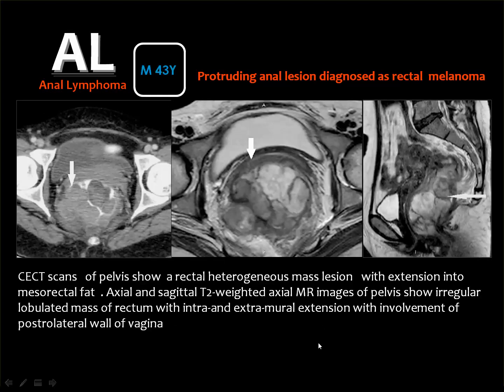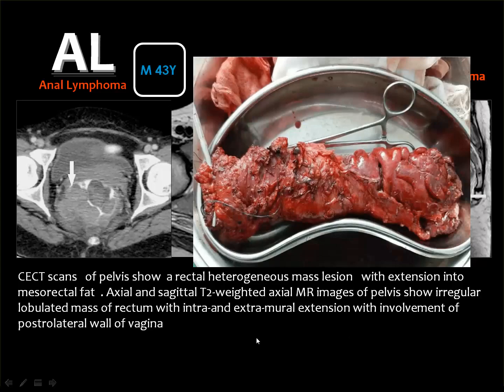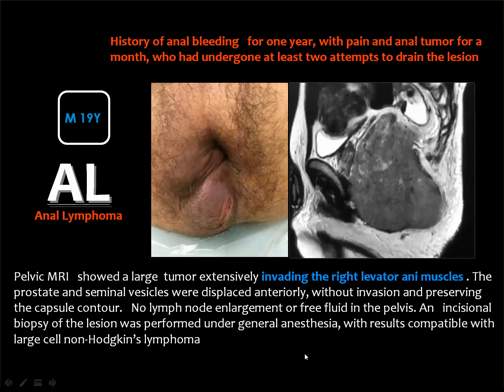And this is a big cauliflower mass involving the anal canal and extending into the lower rectum, and this is the mass after excision. It has been proved to be a non-Hodgkin lymphoma. And another patient with a mass in relation to the anal canal, and this lesion was suspected to be an abscess and was drained twice with no improvement.